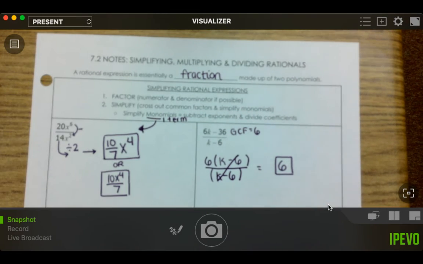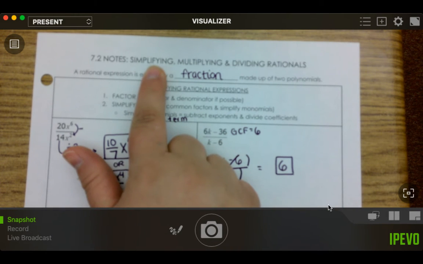Welcome to the 7.2 notes video. On the front side, we have already taken notes and I have another link to a video for the front half. On the front half, we were talking about how to simplify rationals.